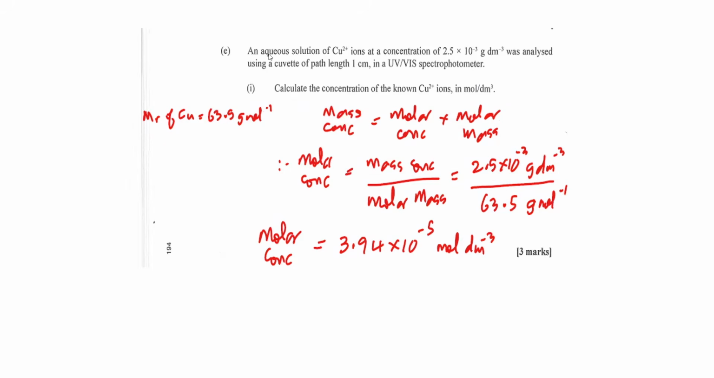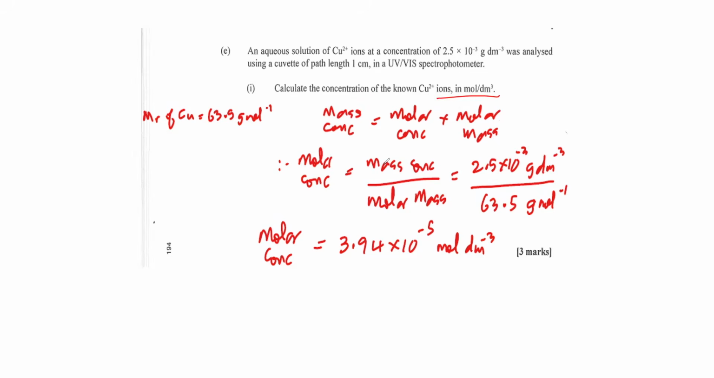Part E. An aqueous solution of copper 2 plus ions at a concentration of 2.5 times 10 to the minus 3 gram per dm cube was analyzed using a cuvette of path length 1 centimeter in a UV-Vis spectrophotometer. E part 1. Calculate the concentration of the known copper 2 plus ion in mole per dm cube. So the value given here is mass concentration. And so in order to find the molar concentration, we're going to use the formula mass concentration equal molar concentration times molar mass. Then solve to make molar concentration the subject of the formula.